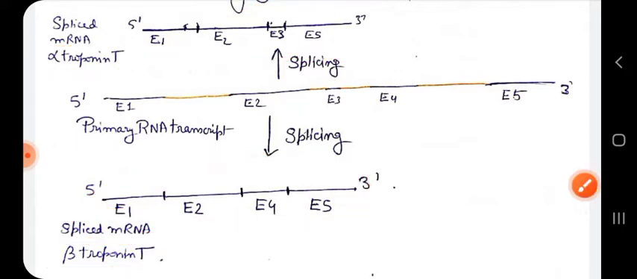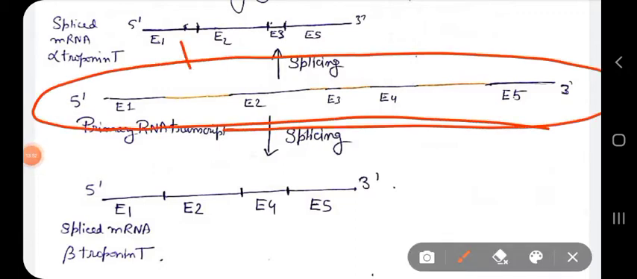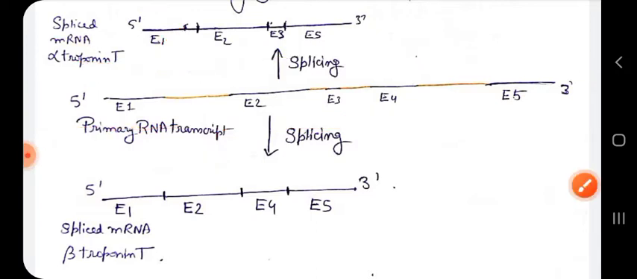So in this way, from one gene, from one single mRNA, by alternative splicing, we are making different variants of the protein, isoforms of the protein. Okay.